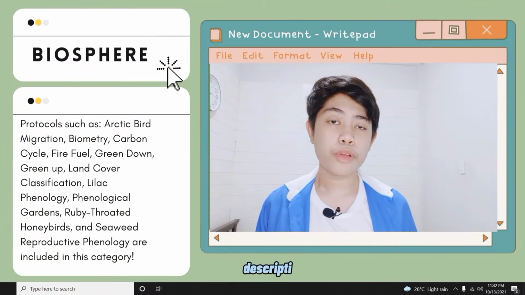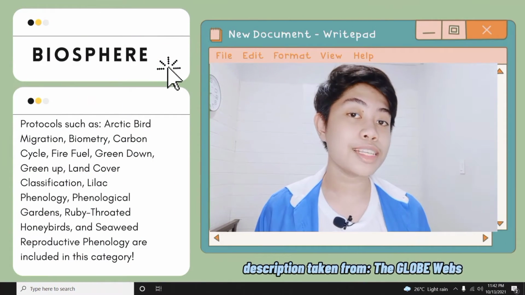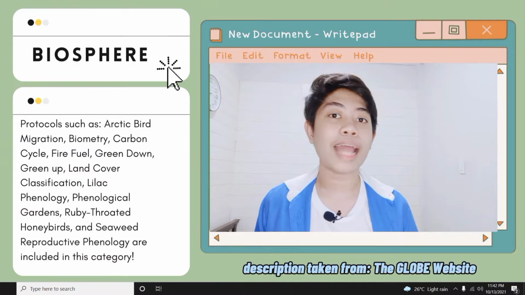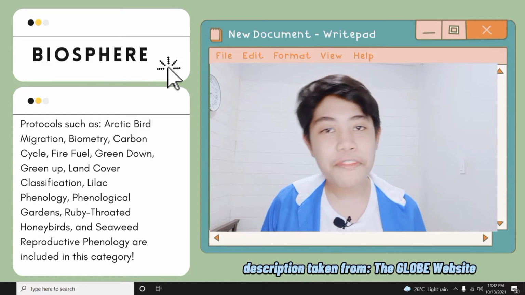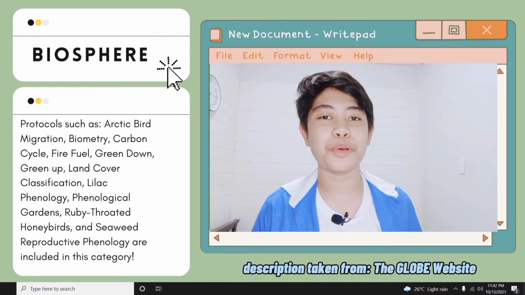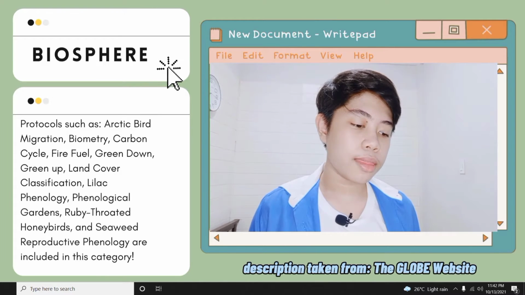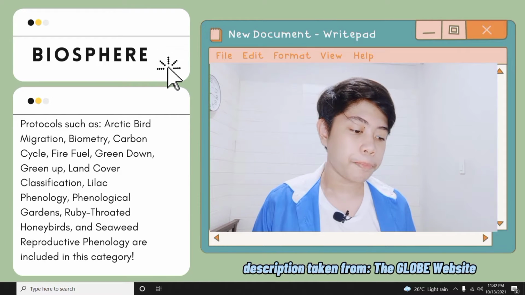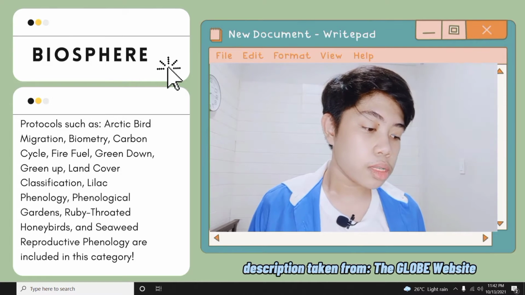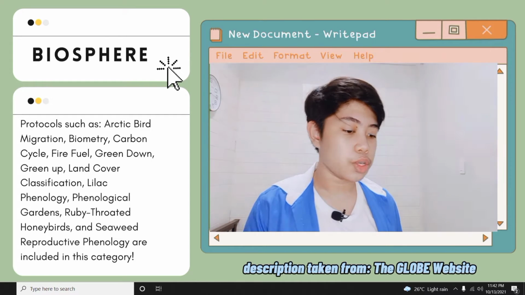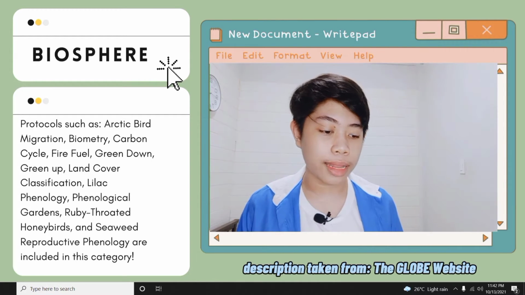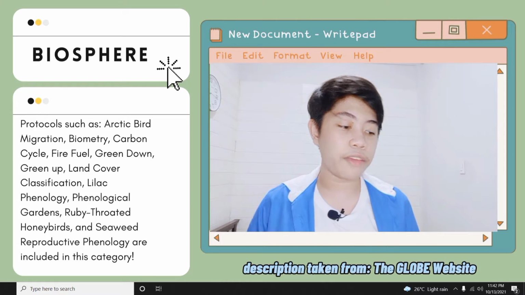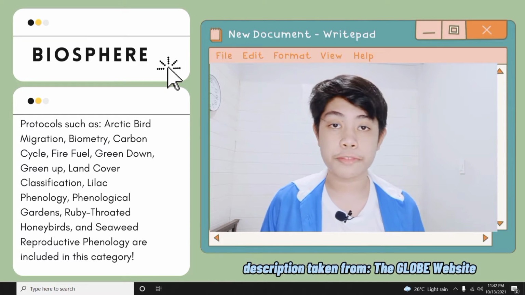Moving on, we have biosphere protocols. Biosphere protocols mostly focus on living organisms. If you're interested in certain animals or plants, you will definitely enjoy using these protocols. Living organisms affect the environment and are affected by it. The biosphere protocols offer ways to quantify seasonal change, land cover, and land use, and the amounts of living and dead biomass on the land surface.